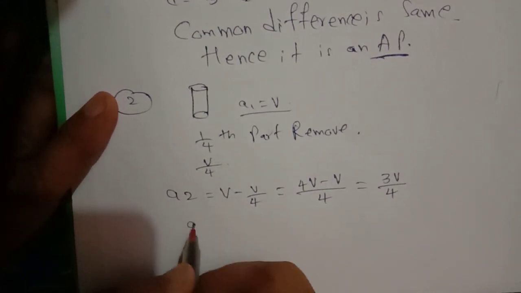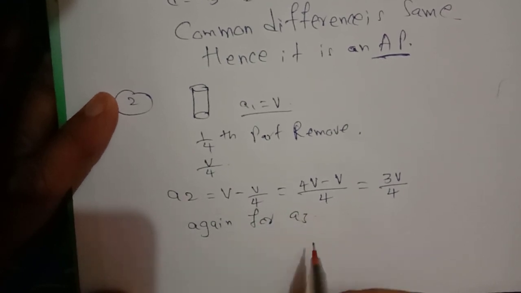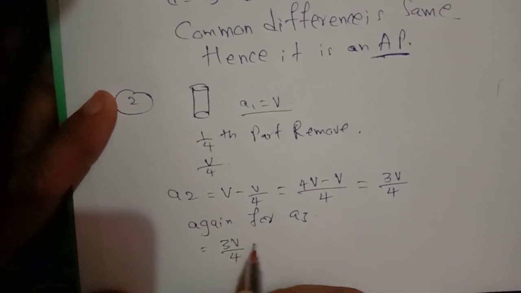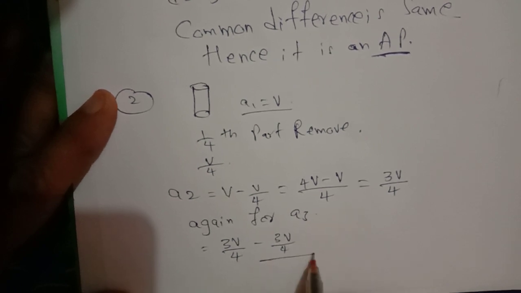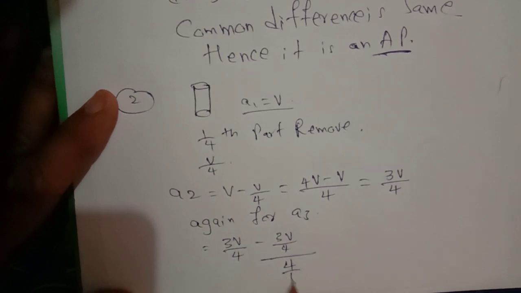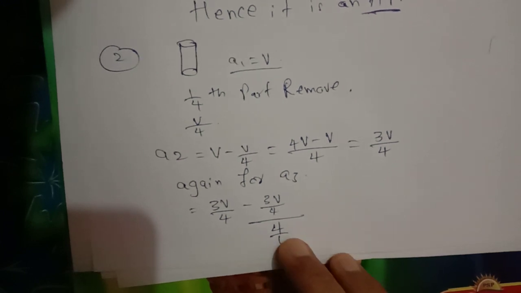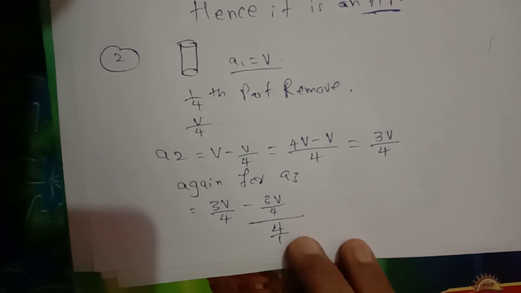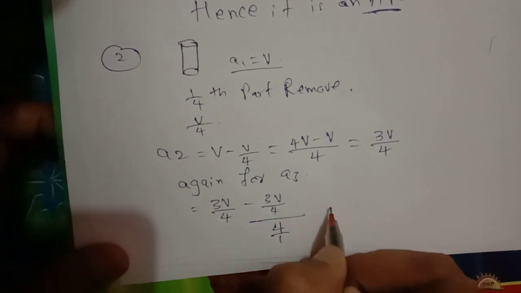Again for A3, to find A3, 3V by 4 minus 3V by 4, the whole divided by 4. Here nothing is there, means you can keep 1, because you already used this technique for fractions in earlier classes. So the next step I will write here only.